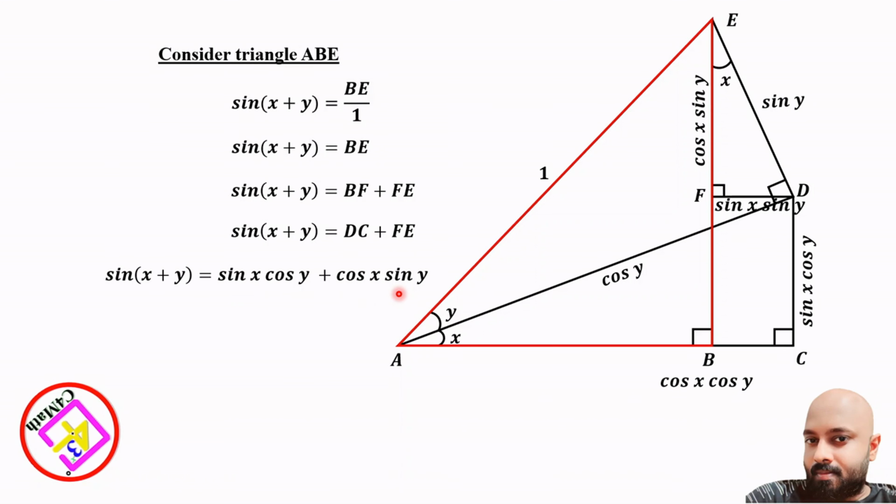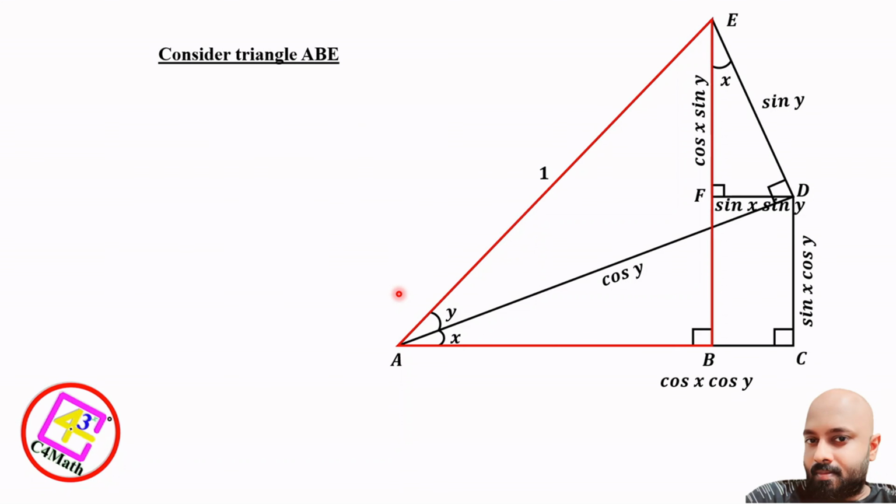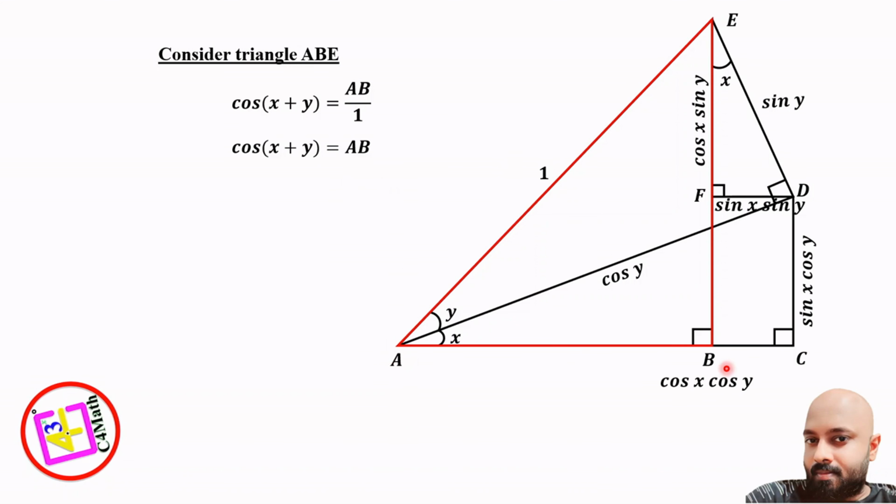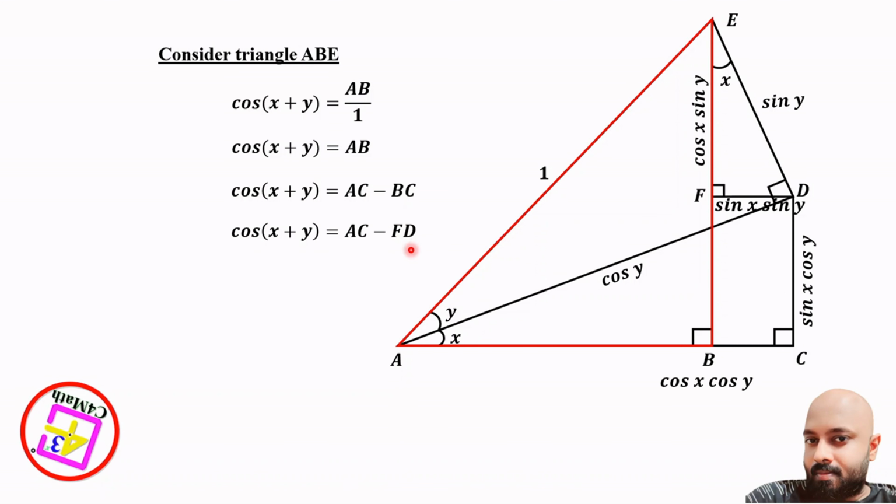That is the first identity. Okay, then we can find the second identity. Use the same right angle triangle. Here we are going to take cos of x plus y, the adjacent side AB over 1. Then cos of x plus y is equal to AB. Then we can write this AB as the total AC minus this part BC. Then AB is equal to AC minus BC. We know BC is the same as FD. Then instead of BC we can write FD.